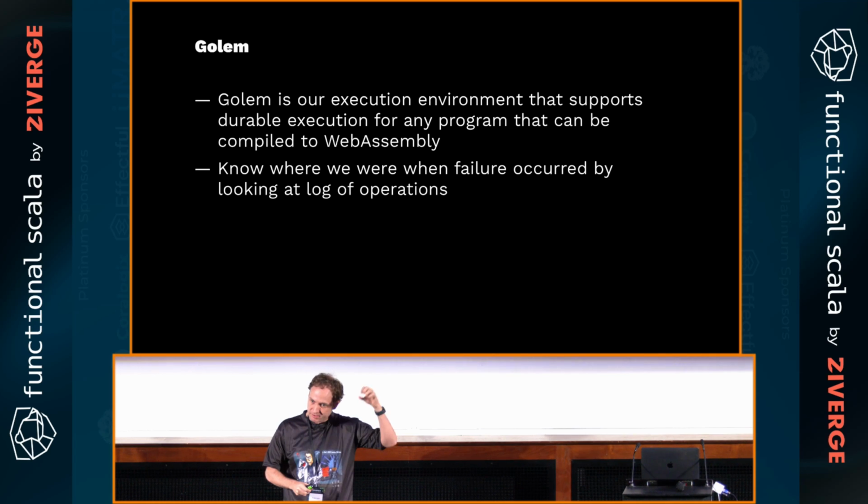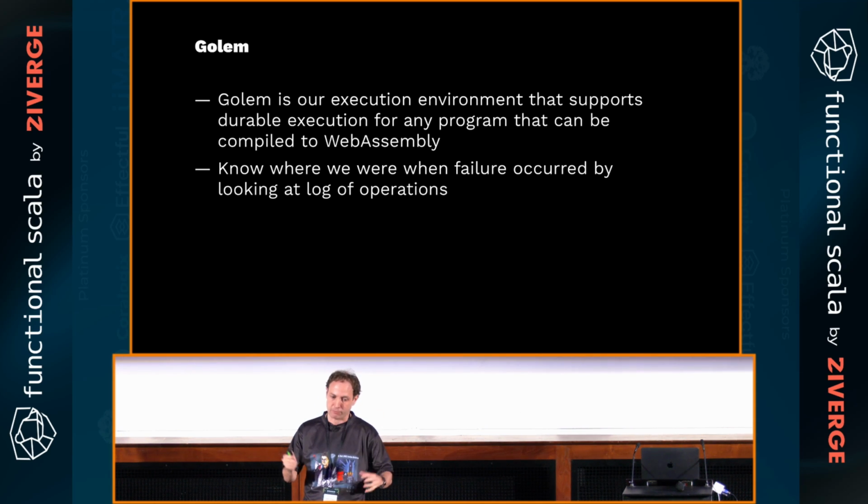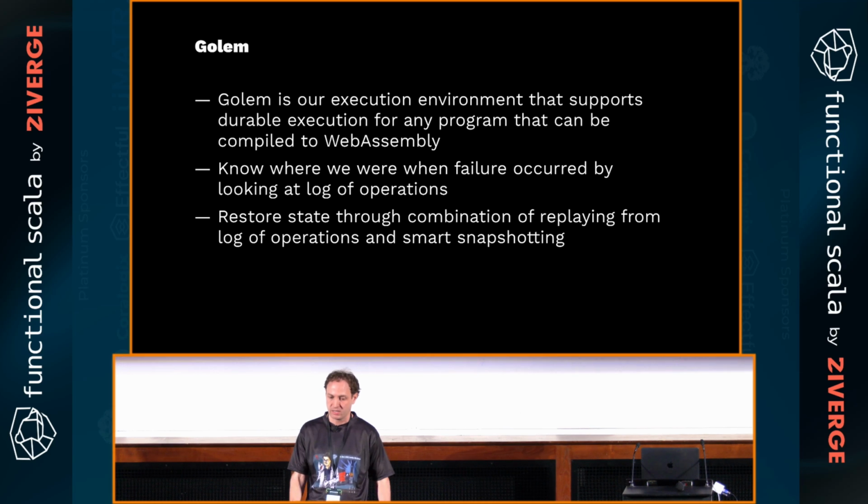If it fails, we'll detect that failure, we'll restart it on another node, and we'll pick it back up from exactly where it left off without you having to write your program differently. We have that log of operations, know exactly where the failure occurred, and we can restore that state either by using that log if necessary or by snapshotting the state after we got to a certain point with that log.